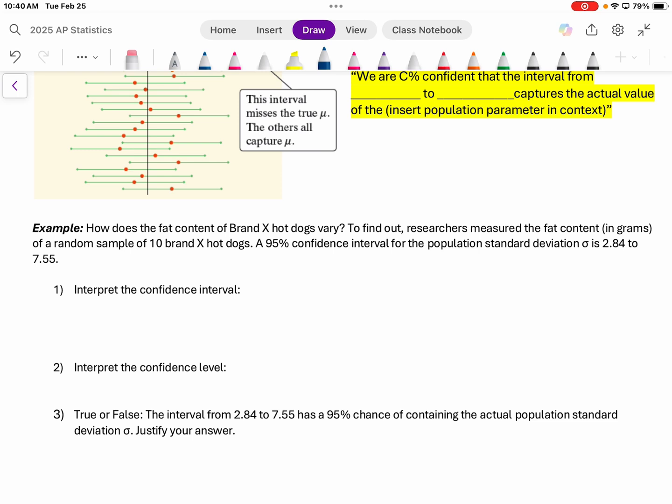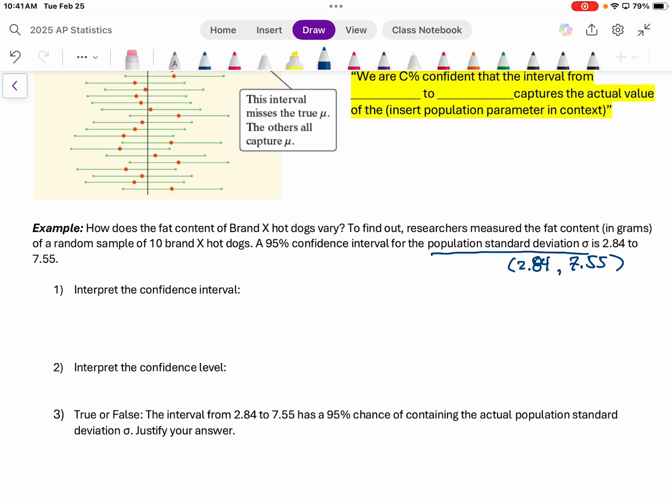How does the fat content of brand X hot dogs vary? To find out, researchers measured the fat content in grams of a random sample of 10 brand X hot dogs. A 95% confidence interval for the population standard deviation. So that lets me know what point estimate I need to talk about in my interpretation. I need to make sure I refer to the standard deviation. And they tell us that the confidence interval is from 2.84, comma 7.55. All right.